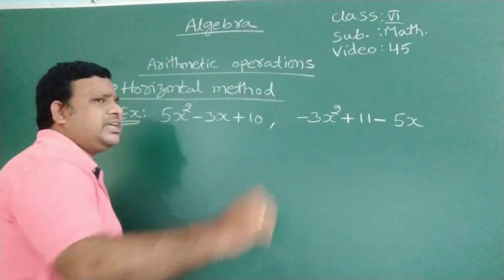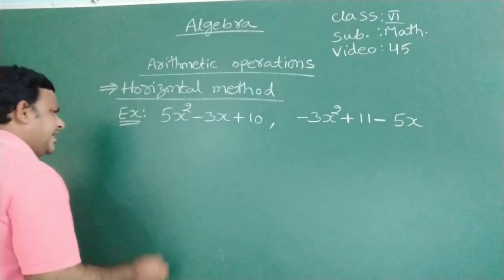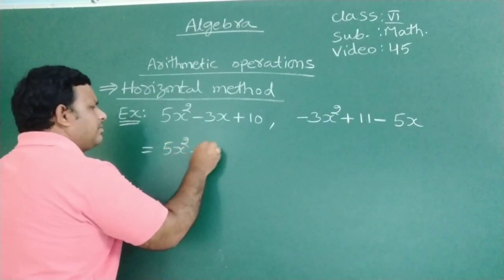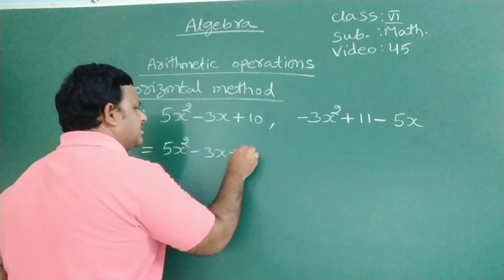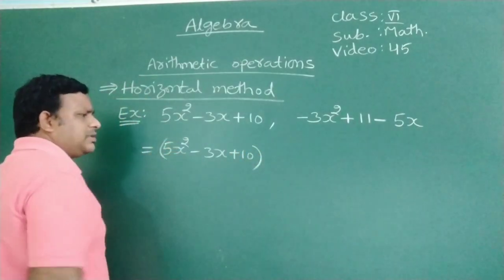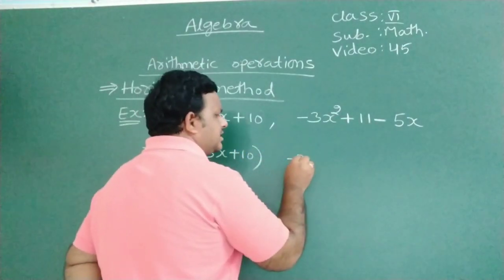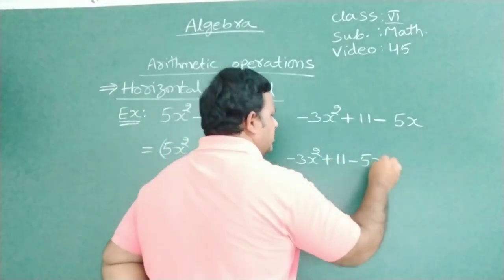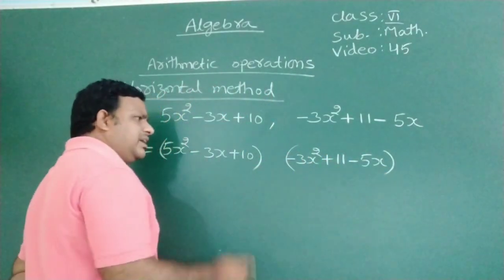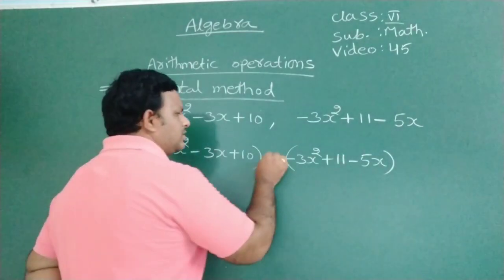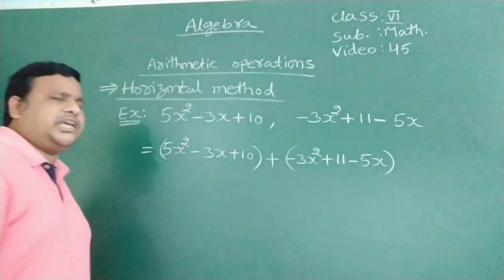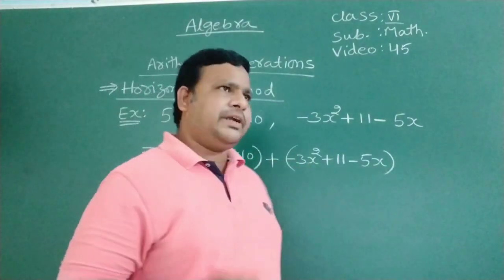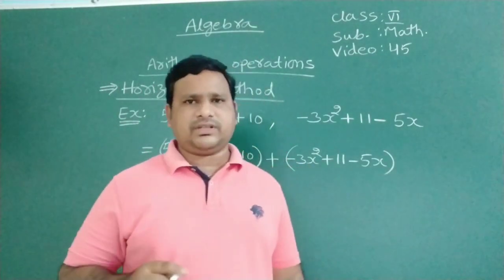In the horizontal method, we will write the given expressions first of all. 5x square minus 3x plus 10. This is the given first expression. Next, minus 3x square plus 11 minus 5x. This is the second expression. We have to add these two, that's why I am putting plus in between them. Since these are expressions, better maintain brackets for them.